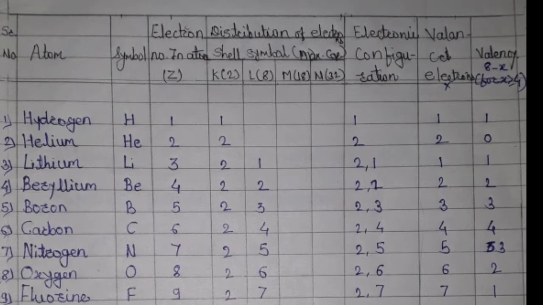If the number of valence electrons is less than or equal to 4, the valency remains the same. If valence electrons are 2, then valency is also 2. Next, nitrogen's valence electrons are 5, so valency is 8 minus 5, that is equal to 3. When the valence electrons are greater than 4, we subtract the valence electrons from 8 and we get the valency.